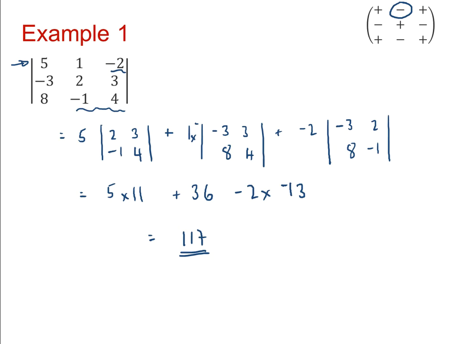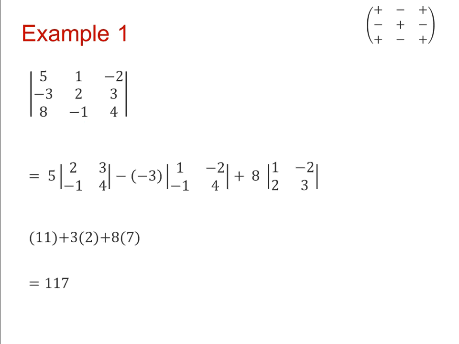So as that was expanding by the first row, here's the working for expanding this time by the first column. So you can see that the elements we've used are 5, negative 3 and 8. Remember the signs that we're using for the first column, positive, negative and positive, so hence the negative sign there. But you'll see that we get the same value of 117.